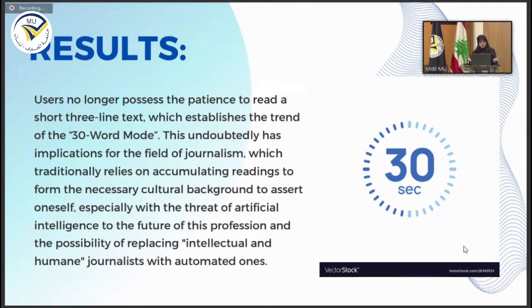which I find undoubtedly very challenging for you as media students, because traditionally speaking, media students rely on accumulating readings to form the necessary cultural background to assert oneself, especially with the threat of artificial intelligence to the future and their profession, and the possibility of replacing intellectual and humane journalists, who you are, with automated ones.